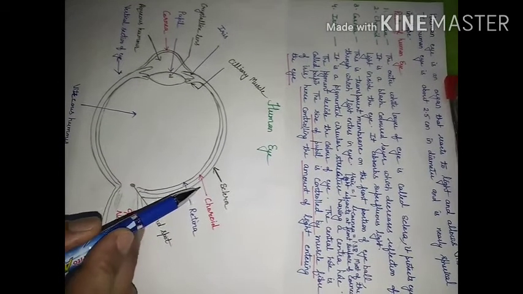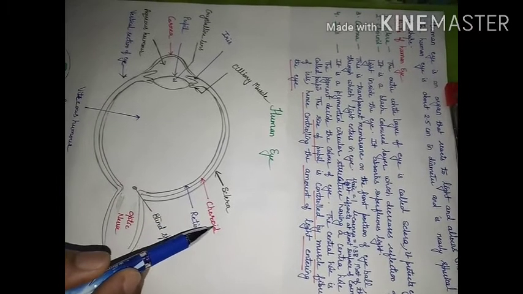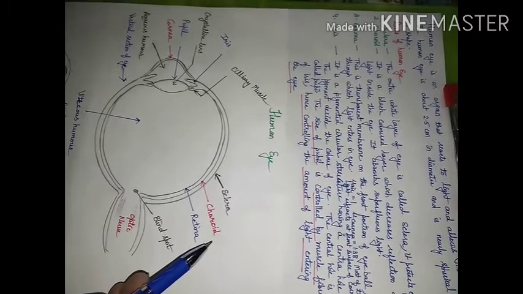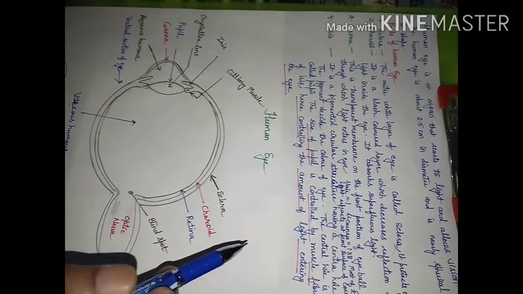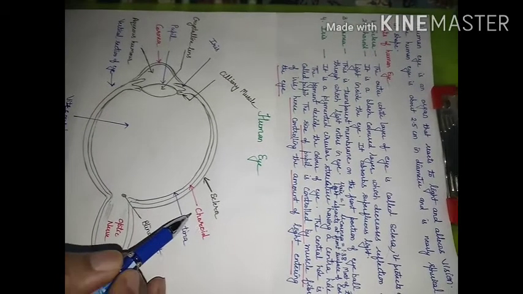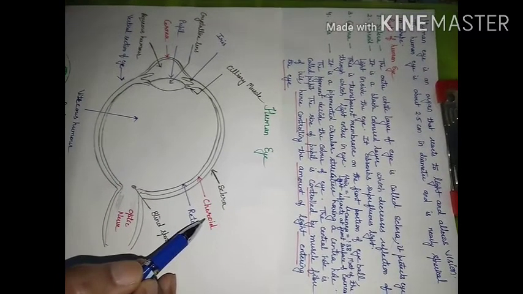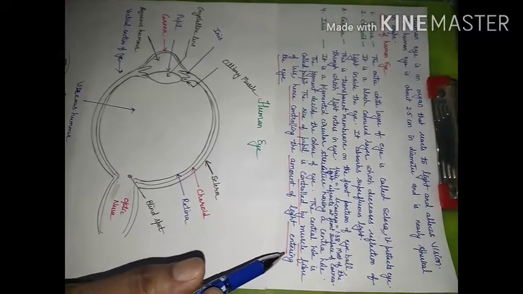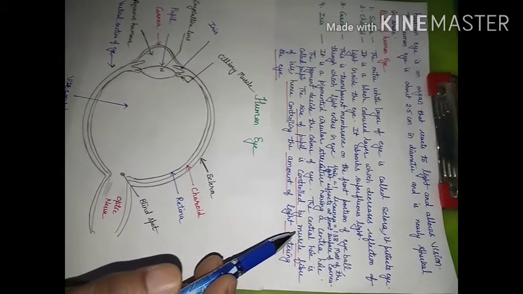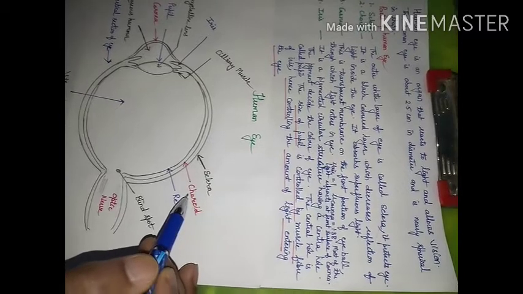The second layer that we are going to consider is the choroid. What is the function of the choroid? It consists of a black pigment, a black colored layer, such that if extra light enters our eye, it decreases the reflection of light by absorbing that light.